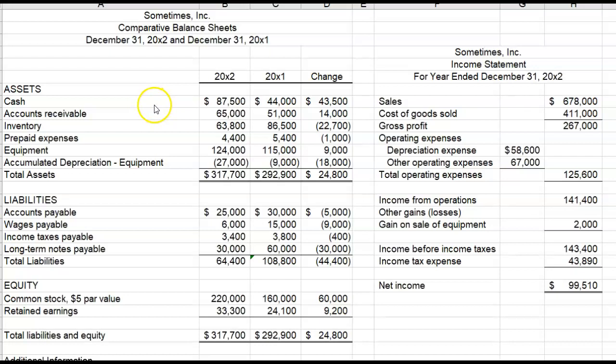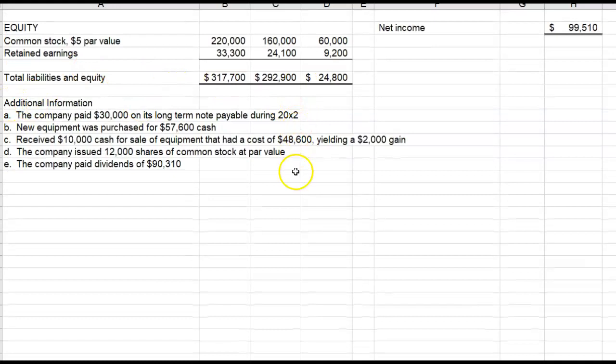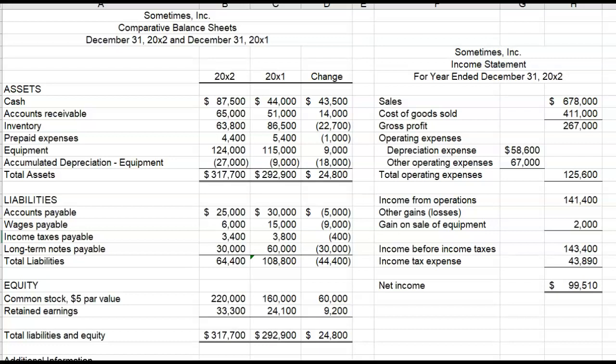Remember that to prepare a statement of cash flows, you need 4 pieces of information. You need last year's balance sheet. That's right here. You need the current year's balance sheet. That's right here. I have already subtracted the 2 columns to get you the change in balance sheet accounts. You also need the income statement for the current year, and you need additional pieces of information. We're going to prepare this statement of cash flows using the indirect method.